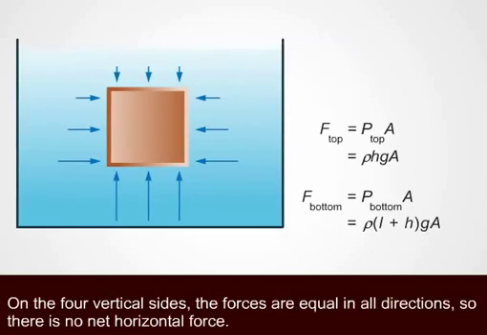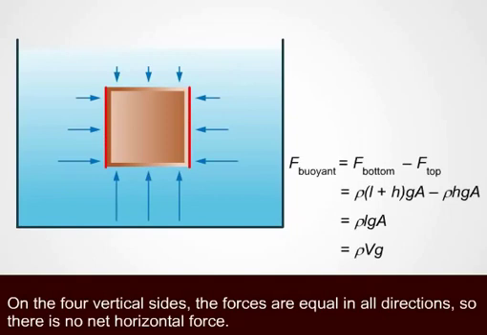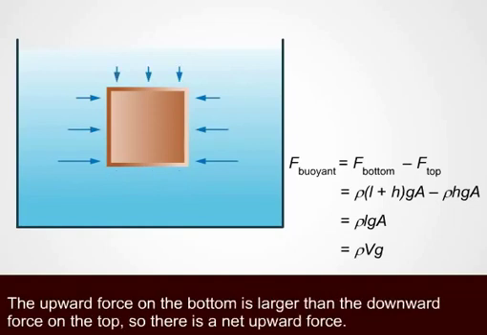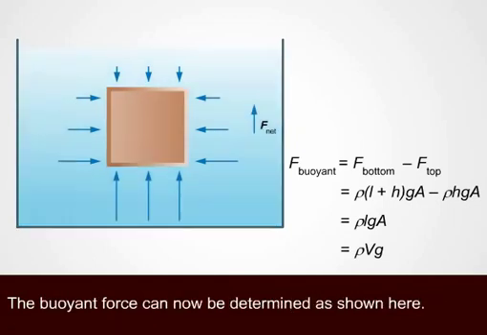On the four vertical sides, the forces are equal in all directions, so there is no net horizontal force. The upward force on the bottom is larger than the downward force on the top, so there is a net upward force. The buoyant force can now be determined as shown here.